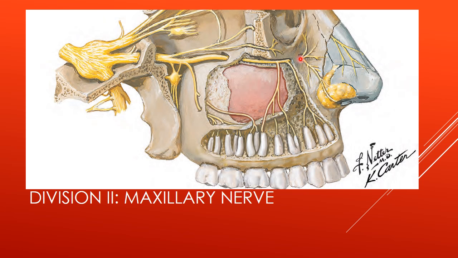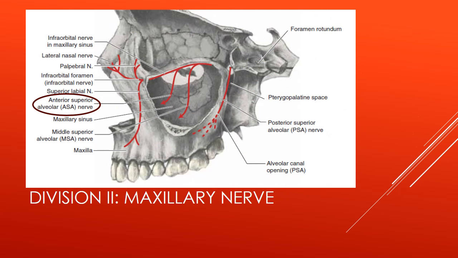After exiting the infraorbital foramen, the infraorbital nerve splits into its terminal branches. The nasal nerve, innervating the skin and mucosa of the side of the nose. The palpebral nerve, innervating the lower eyelid. And the labial nerve, innervating the upper lip, facial gingiva of maxillary premolars, and the anteriors.